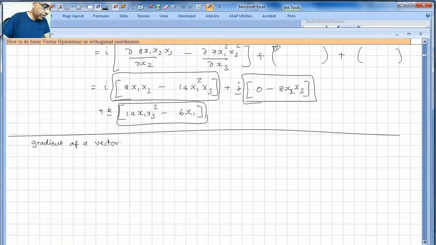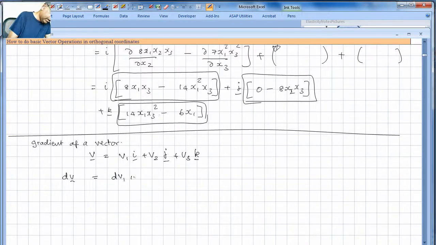So again, given a vector v, which is v1 i plus v2 j plus v3 k, I want to be able to find dv, and that turns out to be dv1 i plus dv2 j plus dv3 k. I want to package it in a very nice way.